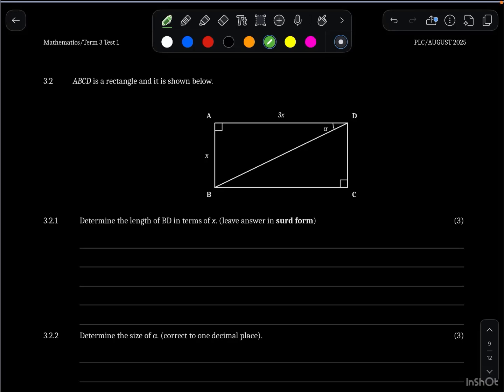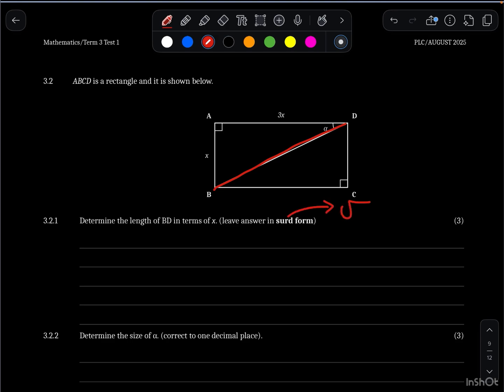ABCD is a rectangle and it is shown below. Determine the length of BD. Okay, so we're looking at this one, this length in here, in terms of x. Leave your answer in surd form. Okay, so that just means leave it with a square root.